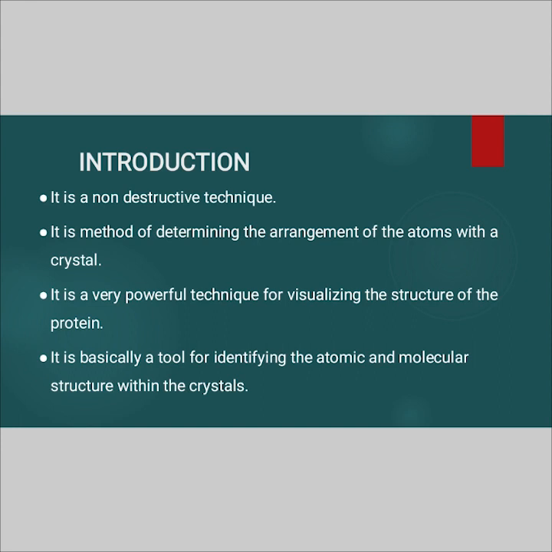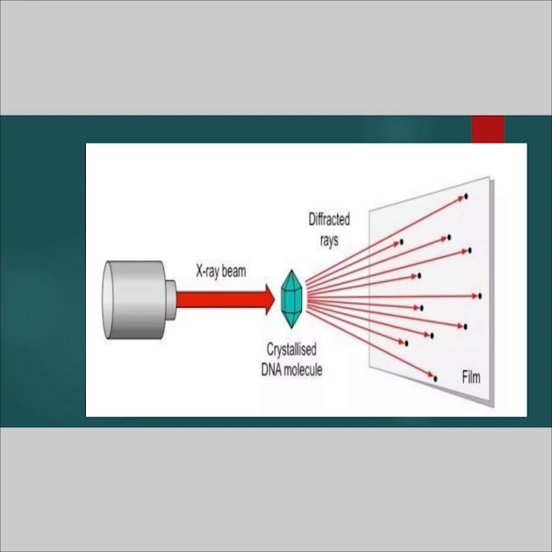What we do in this technique is we measure the angles and the intensities of the diffracted beams. A crystallograph basically produces a three-dimensional picture of the density of electrons within the crystal. From this electron density, the mean position of the atoms in the crystal can be determined, as well as their chemical bonds, their disorders, and various other information can be obtained. This is the basic diagram.